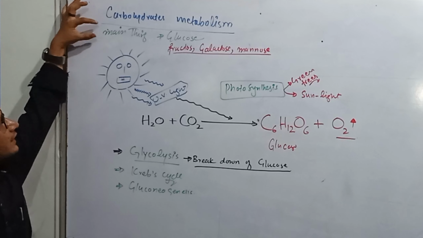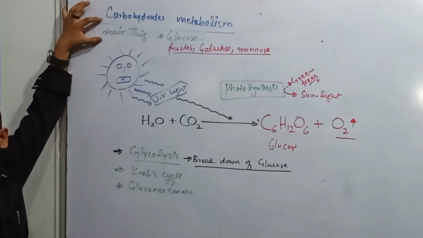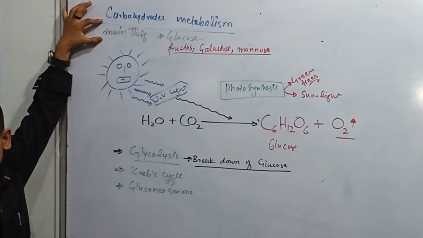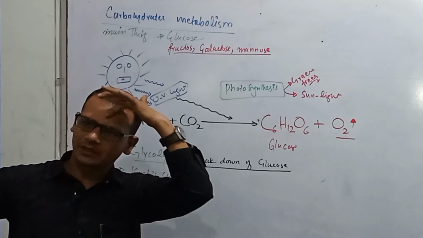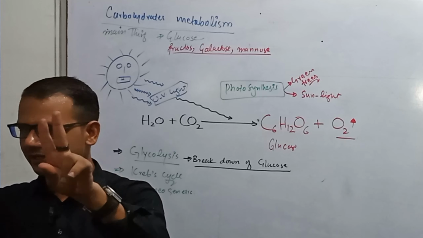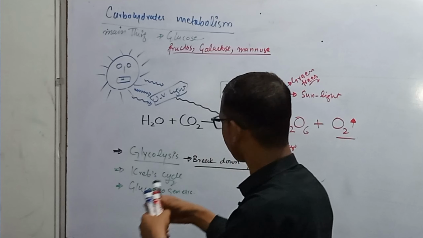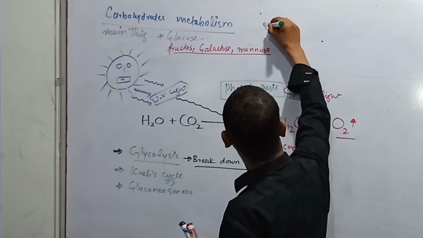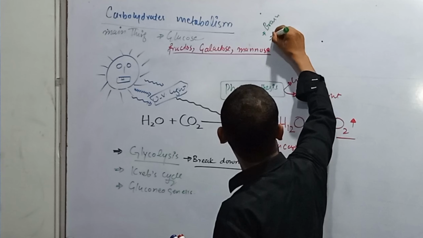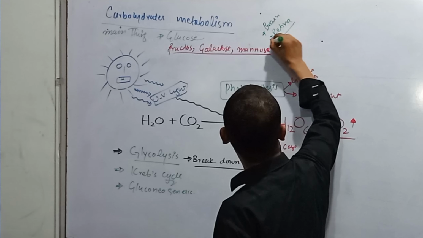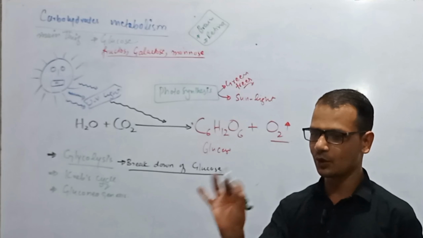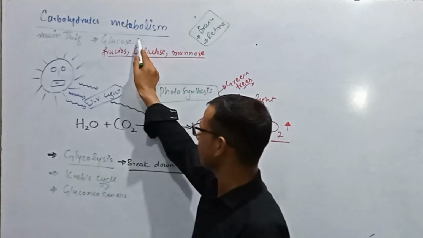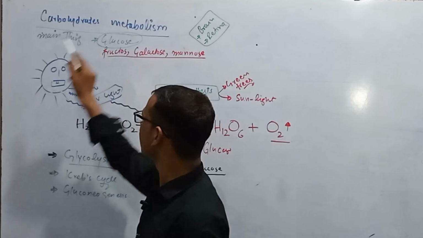Carbohydrate metabolism. In carbohydrate metabolism, the main thing is glucose, on which our body, mainly our brain, is dependent, right? What are the parts of the body which are wholly and solely dependent upon glucose? There are two parts. First is the brain and retina. These two parts of our body are wholly and solely dependent upon glucose, right? So the main thing in carbohydrate metabolism is glucose.